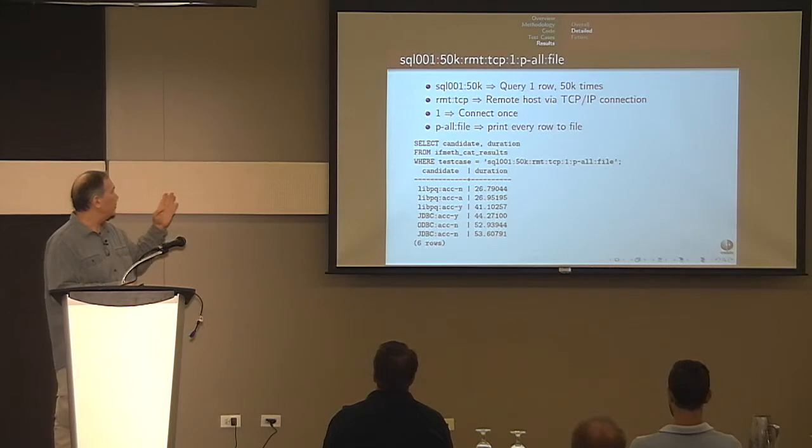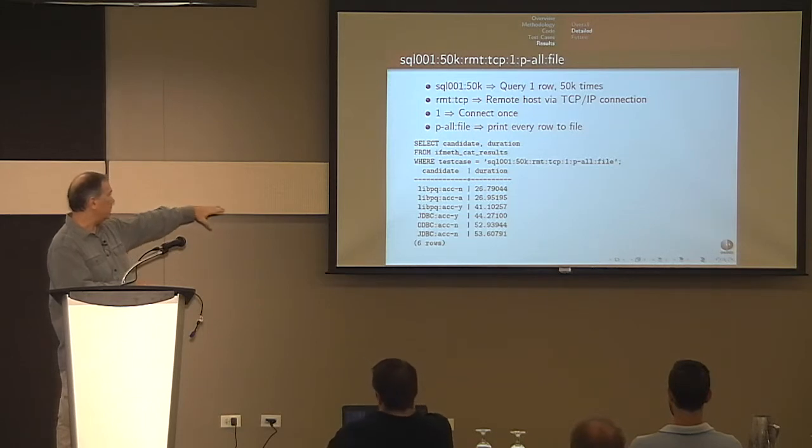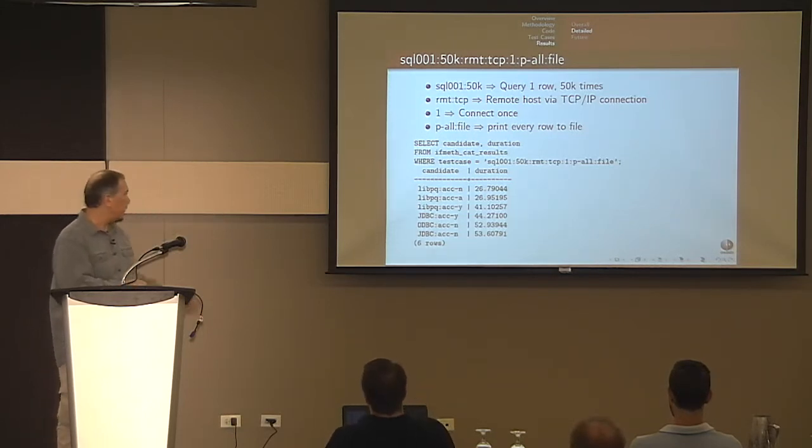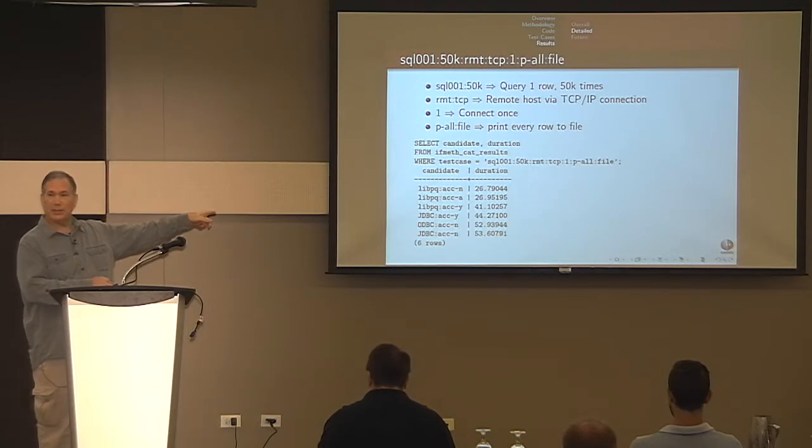This is a remote host, one row 50,000 times, but only connect once. libpq, again, it's 26 seconds for the normal and the alternate interface. The copy interface is at 44. Copy interface for JDBC is actually 41. Copy interface for JDBC is at 44.